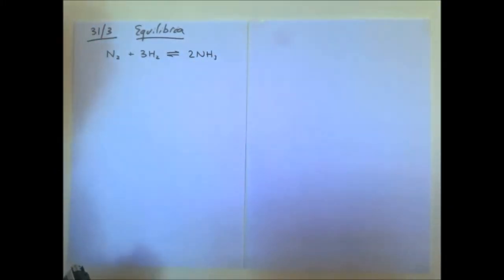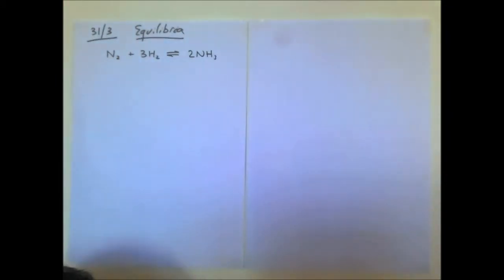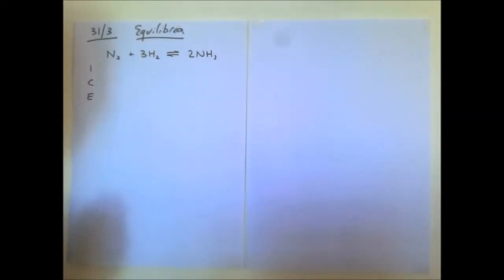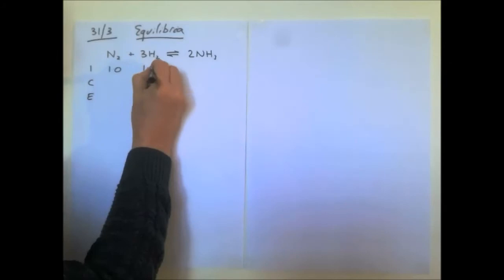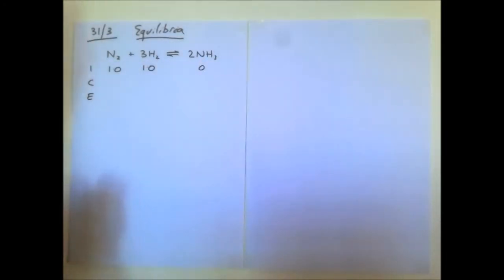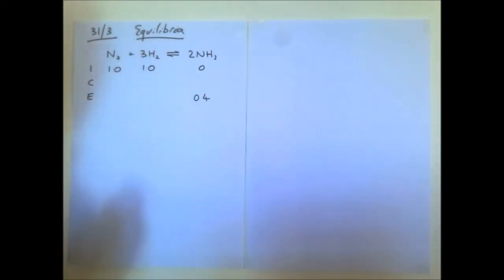Let's just remind ourselves a little bit about equilibria and how we calculate it. You will remember that when we're trying to work out equilibrium concentrations, we need these things called ice tables. Ice tables give us an idea of how many moles are left at equilibrium. So let's say I start off with 1 mole of nitrogen and 1 mole of hydrogen, and I let those react. And then at equilibrium, I have 0.4 moles of ammonia.